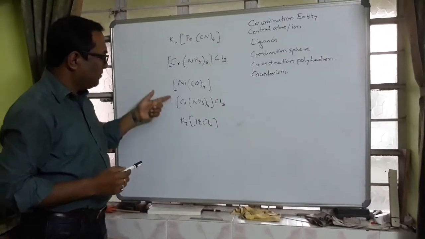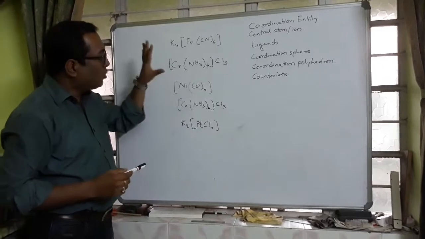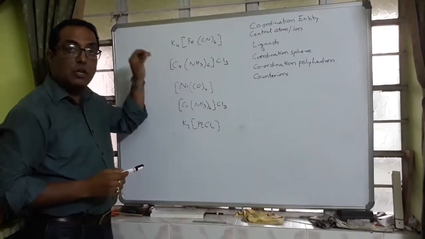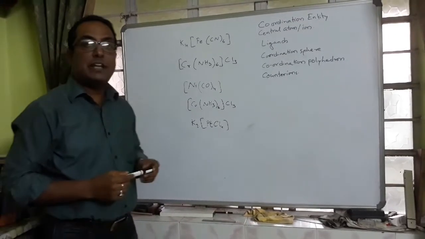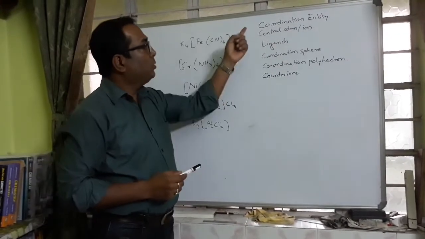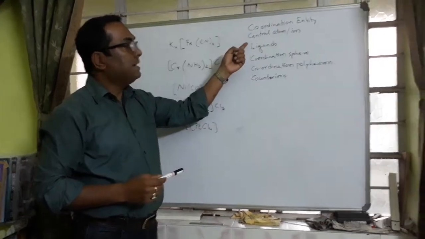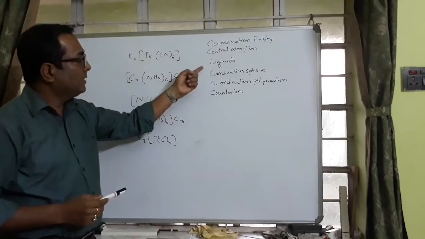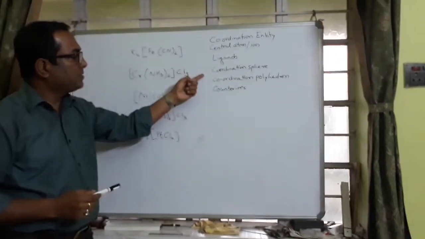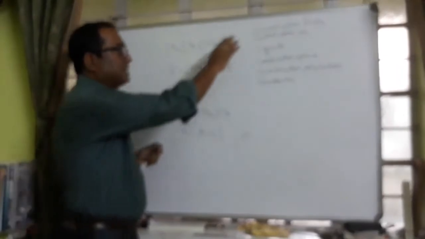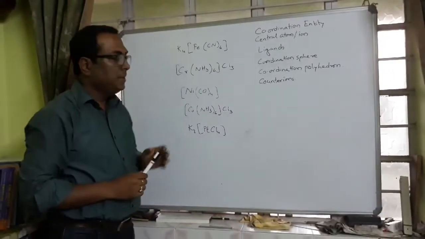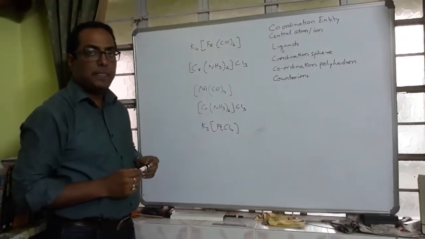1, 2, 3, 4 and 5 complexes, the complex salts. And with these complex salts, there are a few things that I should make you know: coordination entity, central atom or ion, ligands, coordination sphere, coordination polyhedron and the counterions. Our topic is to understand these few things within the complexes.